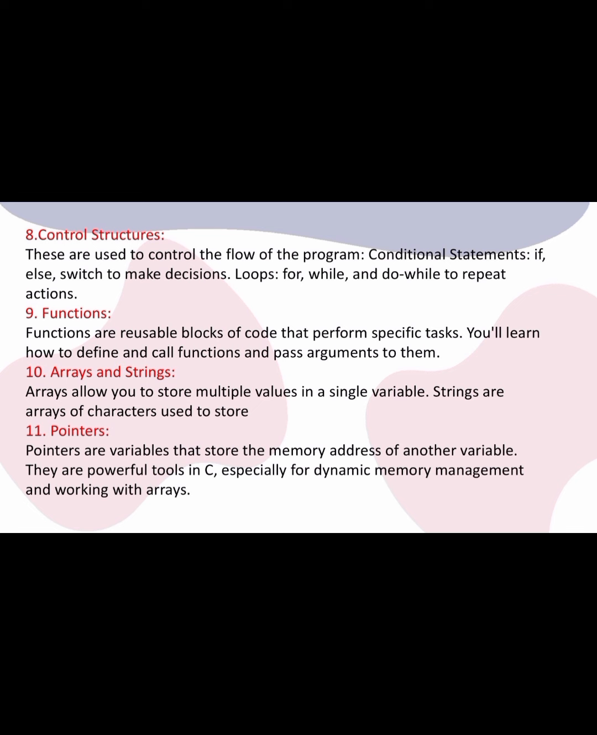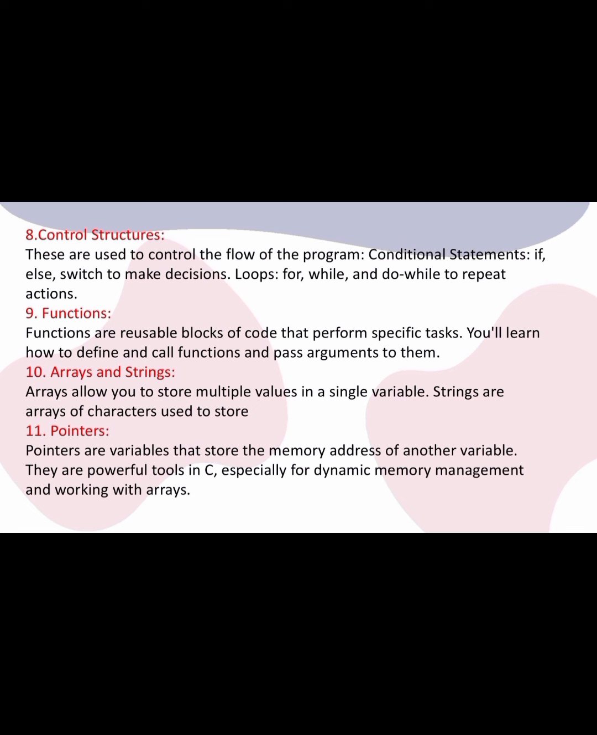Functions: break code into reusable, manageable blocks. Declaration: function name, return type, and parameters. Definition: the actual code that runs. Call: where the function is used. Key points: uses parameters to pass data. A function can return a value or be void. Explain scope: local or global variables. Arrays and strings: arrays are a fixed size collection of elements. Strings are arrays of characters ending with a null terminator.